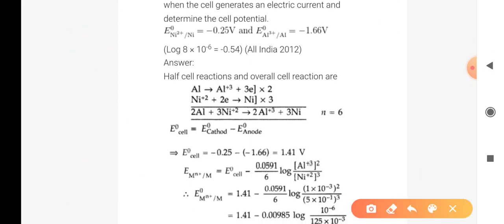After that, here it will be written concentration of product by concentration of reactant, with each term raised to the power equal to its stoichiometric coefficient. And after that, by putting all the values you can solve the numerical of the Nernst equation easily. This is the base of the numerical. If you know all these points, then only you can solve the numericals of the chapter electrochemistry.